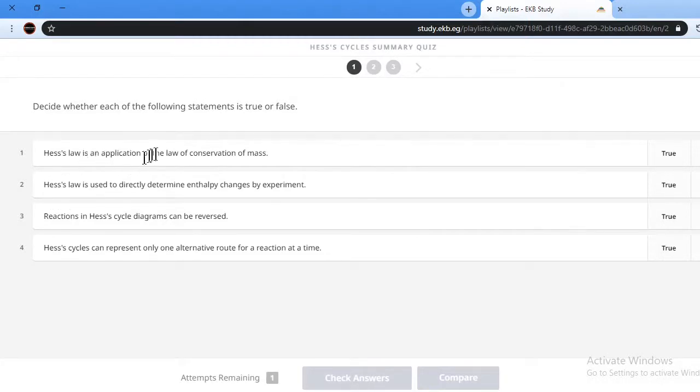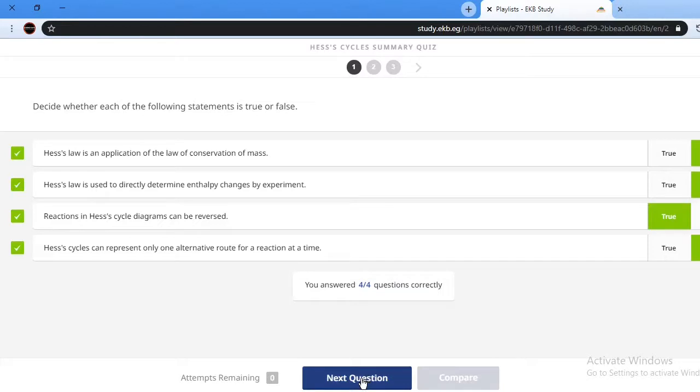Hess law is an application of the law of conservation of mass. False. Hess law is used to directly determine enthalpy changes by the experiment. False. Reactions in Hess cycle diagrams can be reversed. True. Hess cycle can represent only one alternative route for the reaction at a time. False. Next question.